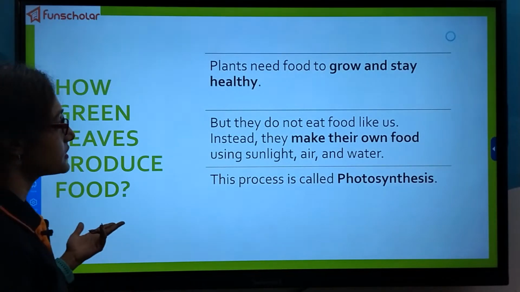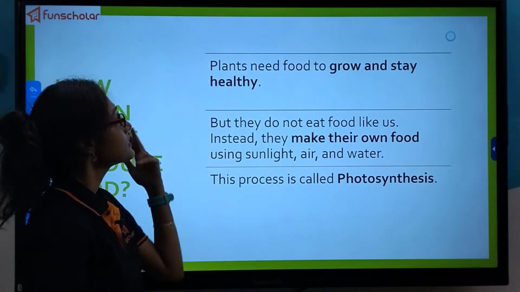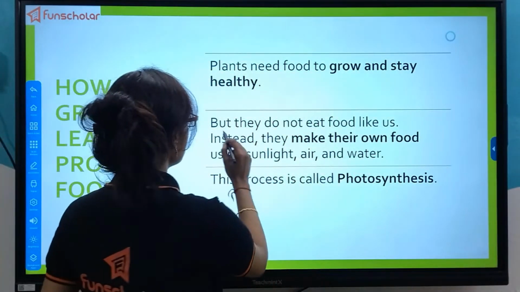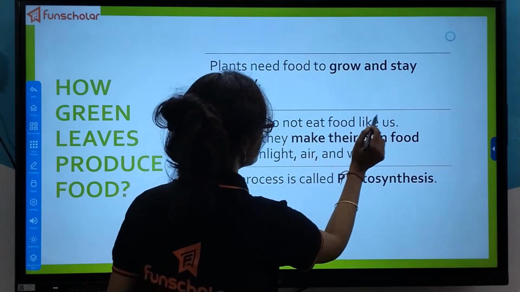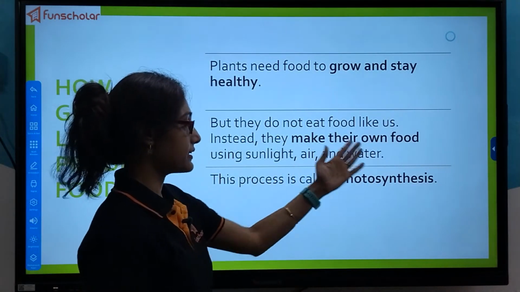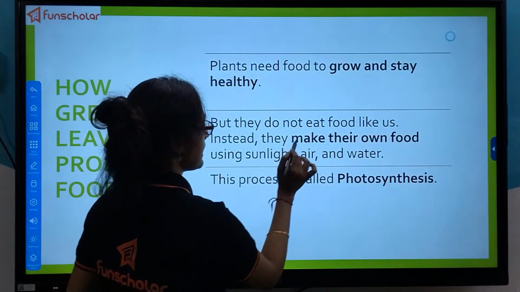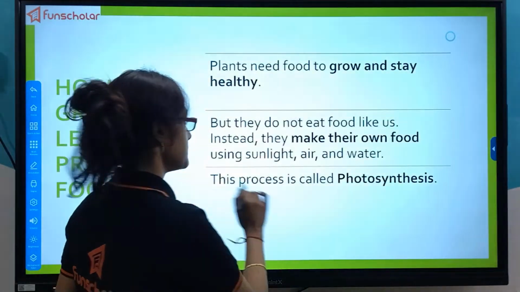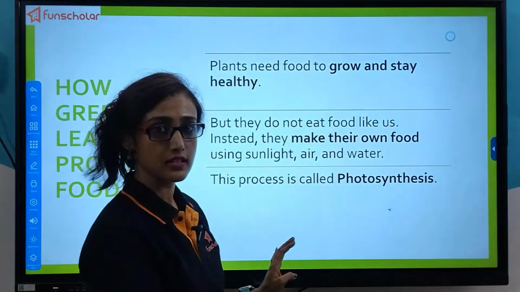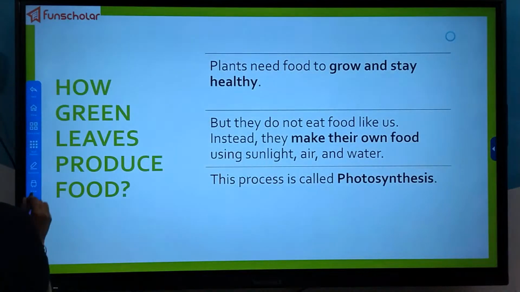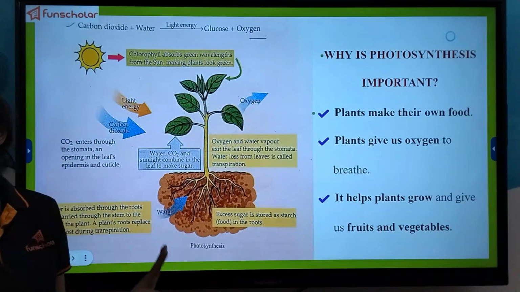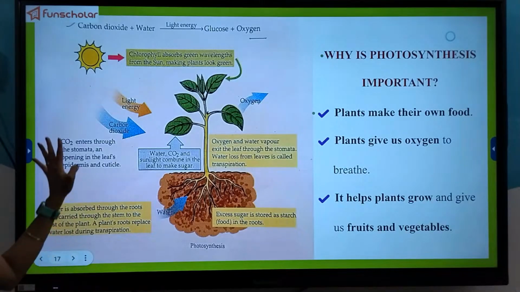Okay, you have already learned this. Plants need food to grow and stay healthy. I have told you, but they do not eat food like us. Instead, they make their own food using sunlight, air, water, and green leaves, that is chlorophyll. This process is known as photosynthesis. You have learned it by now. Okay. See, a detailed picture is being given.